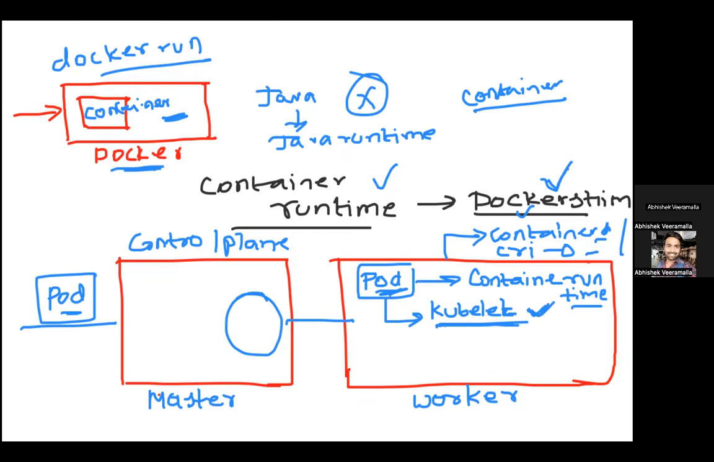Now in one of the previous classes, I told you that in Docker there is something called docker0, a default networking in Docker called bridge networking. This networking is mandatory for running your pod. Even here in Kubernetes, you have something called kube-proxy.